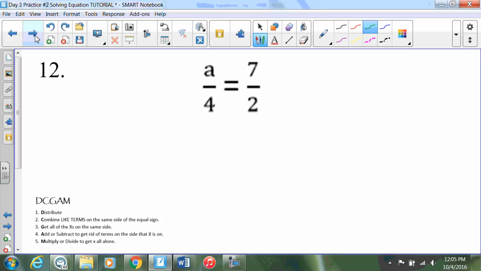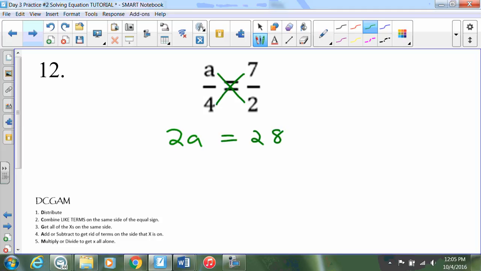Okay, let's move on to proportions. Proportions are when we have a ratio set equal to another ratio, or a fraction set equal to another fraction. And the easiest way to solve these is what we call cross multiplying. A times 2 is the same thing as 2 times a, which is 2a. We bring down the equal sign. 4 times 7 is 28.